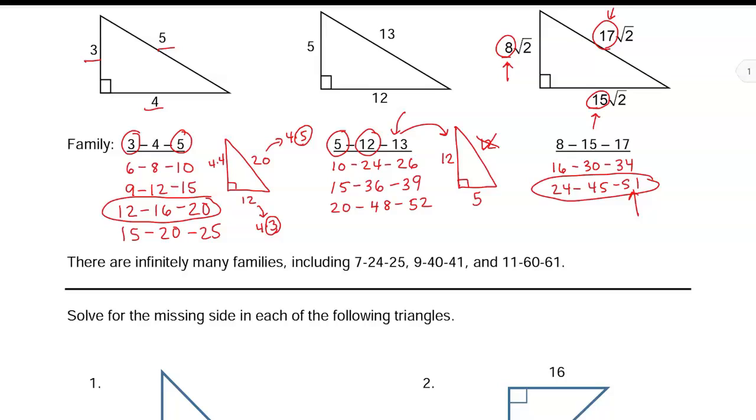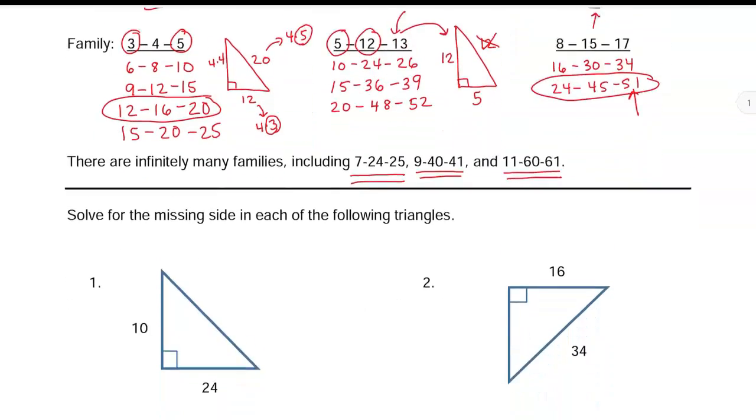By the way, there are infinitely many families. 7, 24, 25 will be in our work. You might see a 9, 40, 41, and 11, 60, 61. So those are some more triple families that you might see.